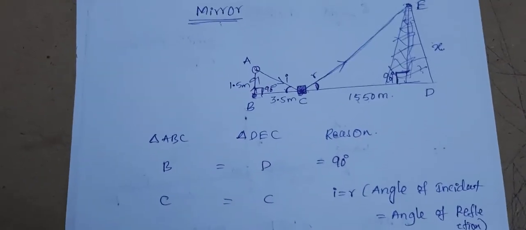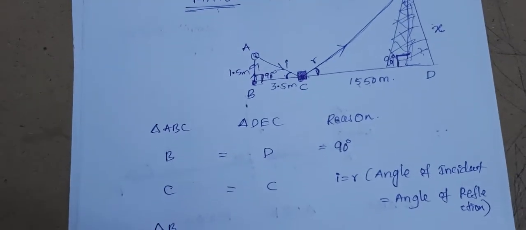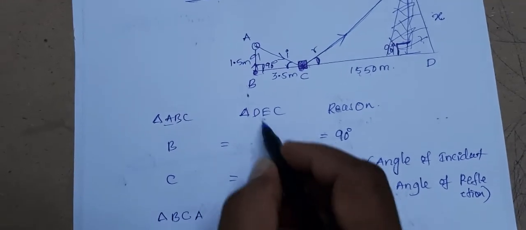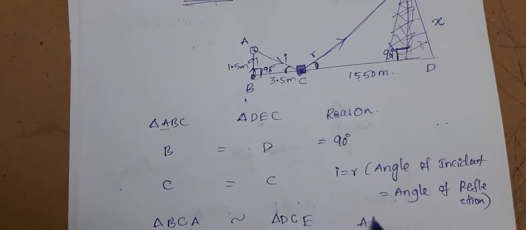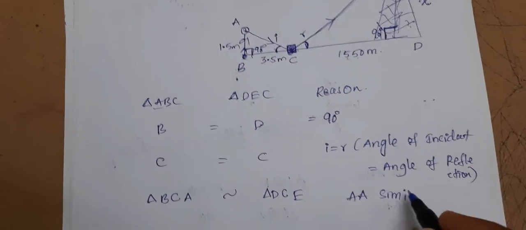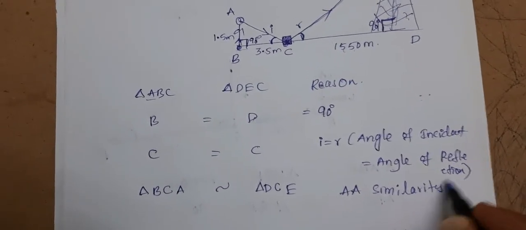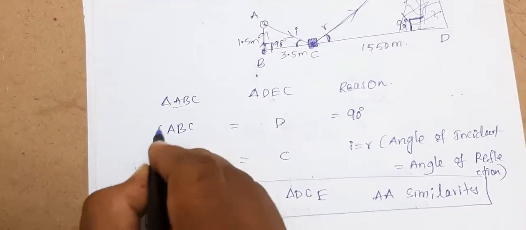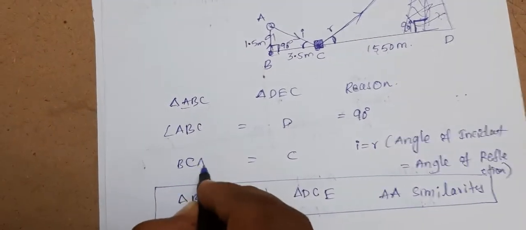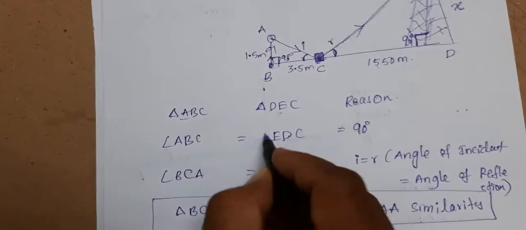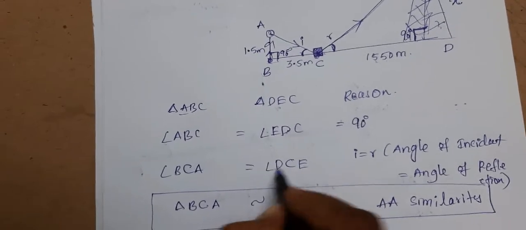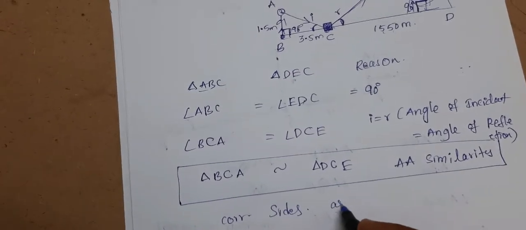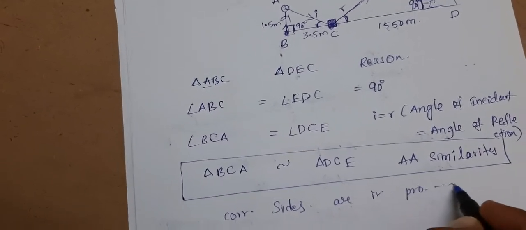Next, one more: triangle BCA is similar to triangle DCE, right? Reason: angle similarity. Let me complete these two angles, AC and BA, EC and DE. So corresponding sides are in proportion.